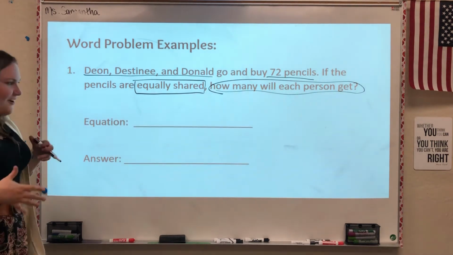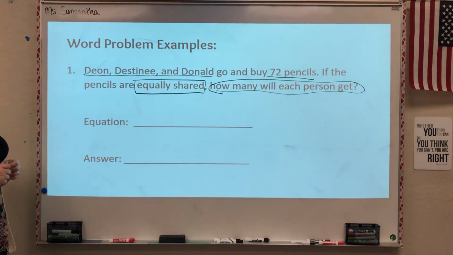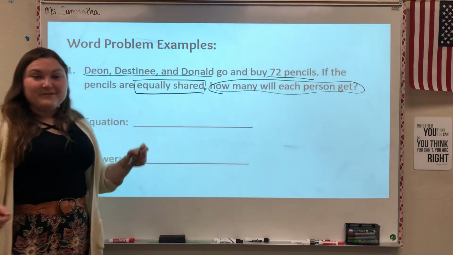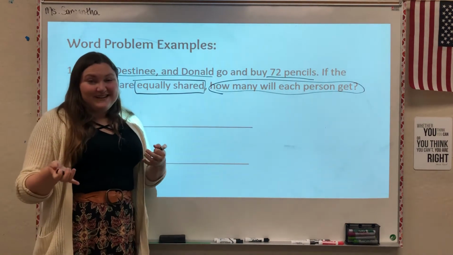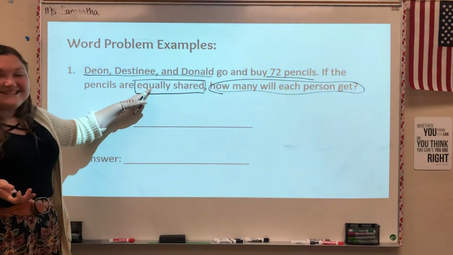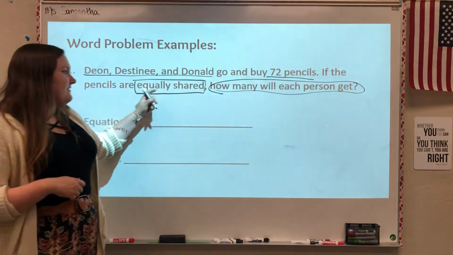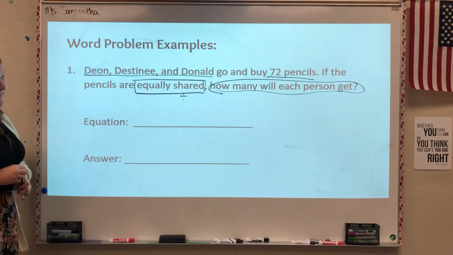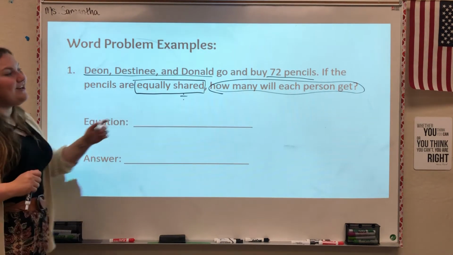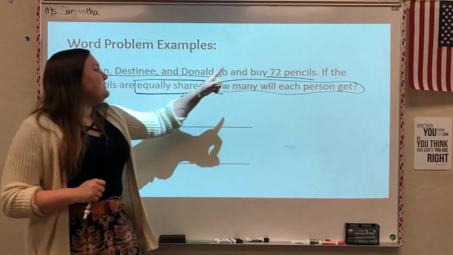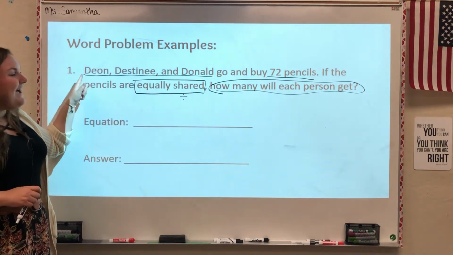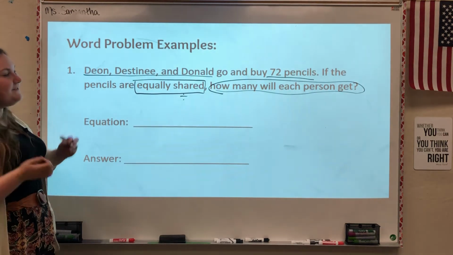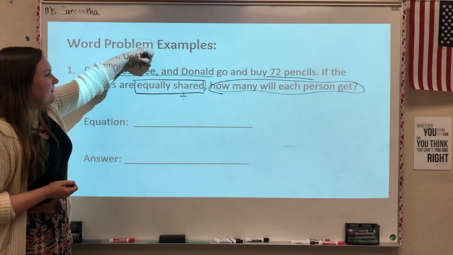Well, now that you've tried, let's talk through it some. Some of the things I underlined, I put a box around equally shared. I did that because we've been talking about what multiplication and division mean, and we've been saying division means this idea of equally sharing something, right? So I put that in a box because that's a clue. Our equation needs division. Now, what are they sharing? They're sharing 72 pencils between 3 people. I underlined their names because it didn't tell us 3 people are sharing 72 pencils. That 3 is hiding right there.